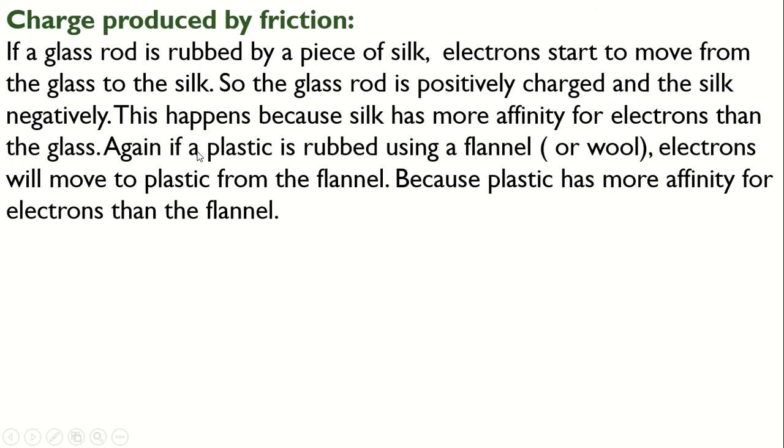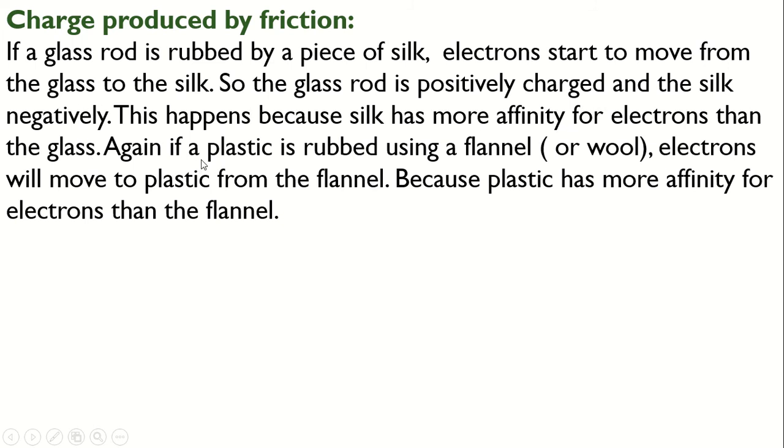So now, charge produced by friction. If a glass rod is rubbed by a piece of silk, electrons start to move from the glass to the silk. So the glass rod is positively charged and the silk is negatively charged. As I have told you, some substances have more electron affinity. They will collect the electrons when rubbed with another object. Look, this happens because silk has more electron affinity than the glass.